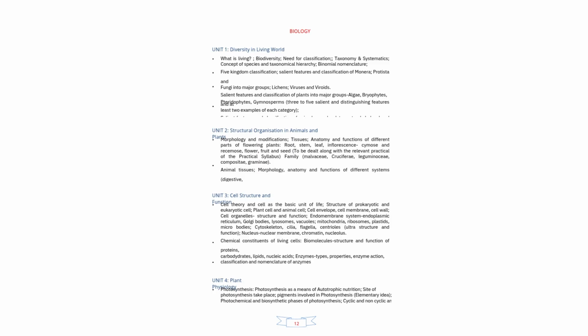Unit 3, Cell structure and function. Cell theory and cell is the basic unit of life. Structure of prokaryotic and eukaryotic cell, plant cell and animal cell, cell envelope, cell membrane, cell wall, cell organelle structure and function, endomembrane system, endoplasmic reticulum, Golgi bodies, lysosomes, vacuoles, mitochondria, ribosomes, plastids, microbodies, cytoskeleton, cilia, flagella, centrioles, ultrastructure and function, nucleus, nuclear membrane, chromatin, nucleolus.